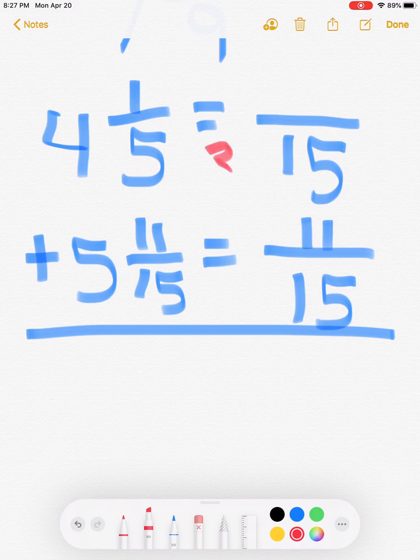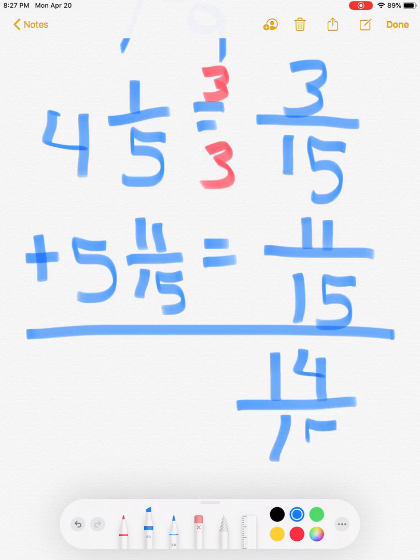5 times 3 is 15. 1 times 3 is 3. So now I'm going to add the 3/15 and the 11/15, and I'm going to get 14/15. And then 4 plus 5 is 9. Okay, that's the answer. It can't be simplified.